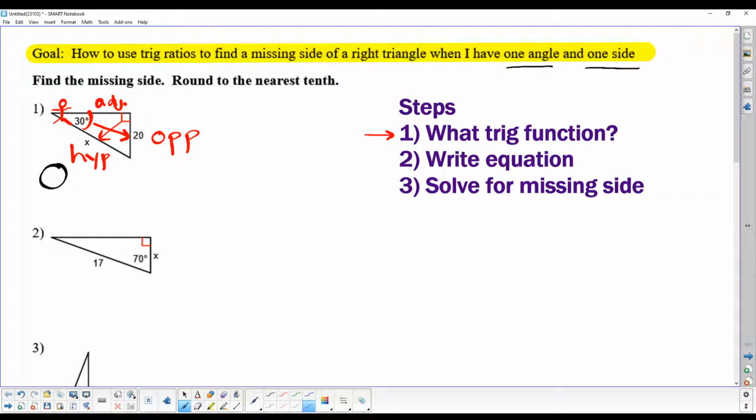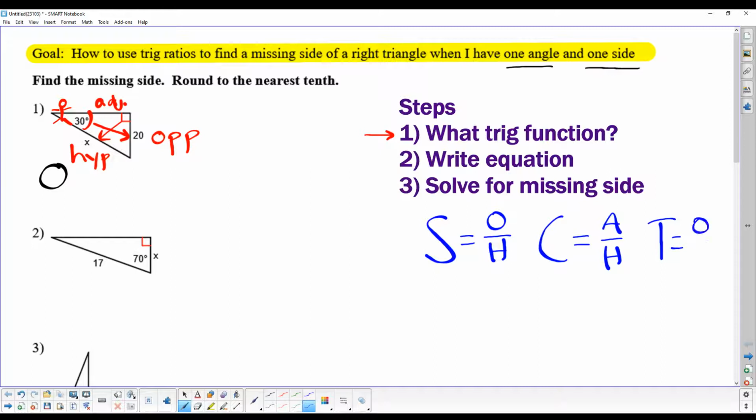Well, we have our three choices. There's the sine function, where the sine of an angle equals the opposite over the hypotenuse. The cosine of an angle is the adjacent over the hypotenuse. And the tangent function is the opposite over the adjacent side. It's also known as SOHCAHTOA. I mean, that's one way to memorize it.